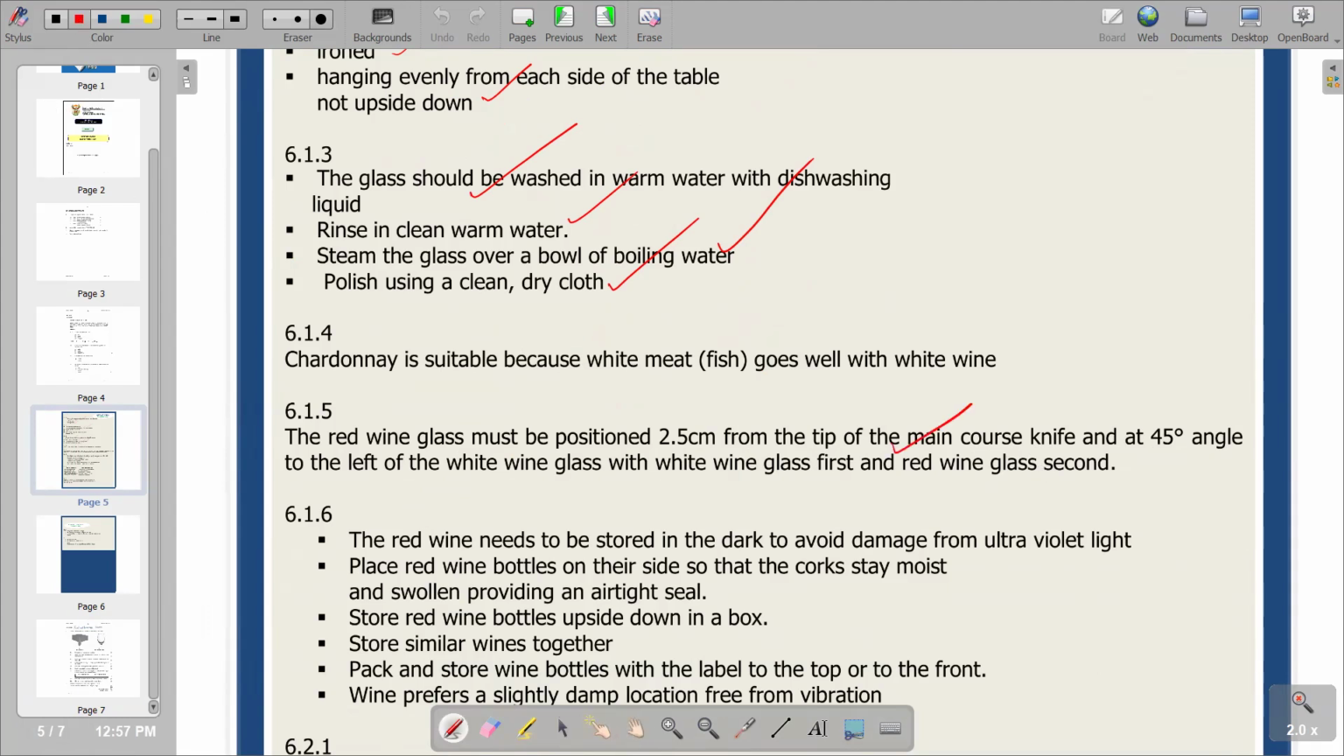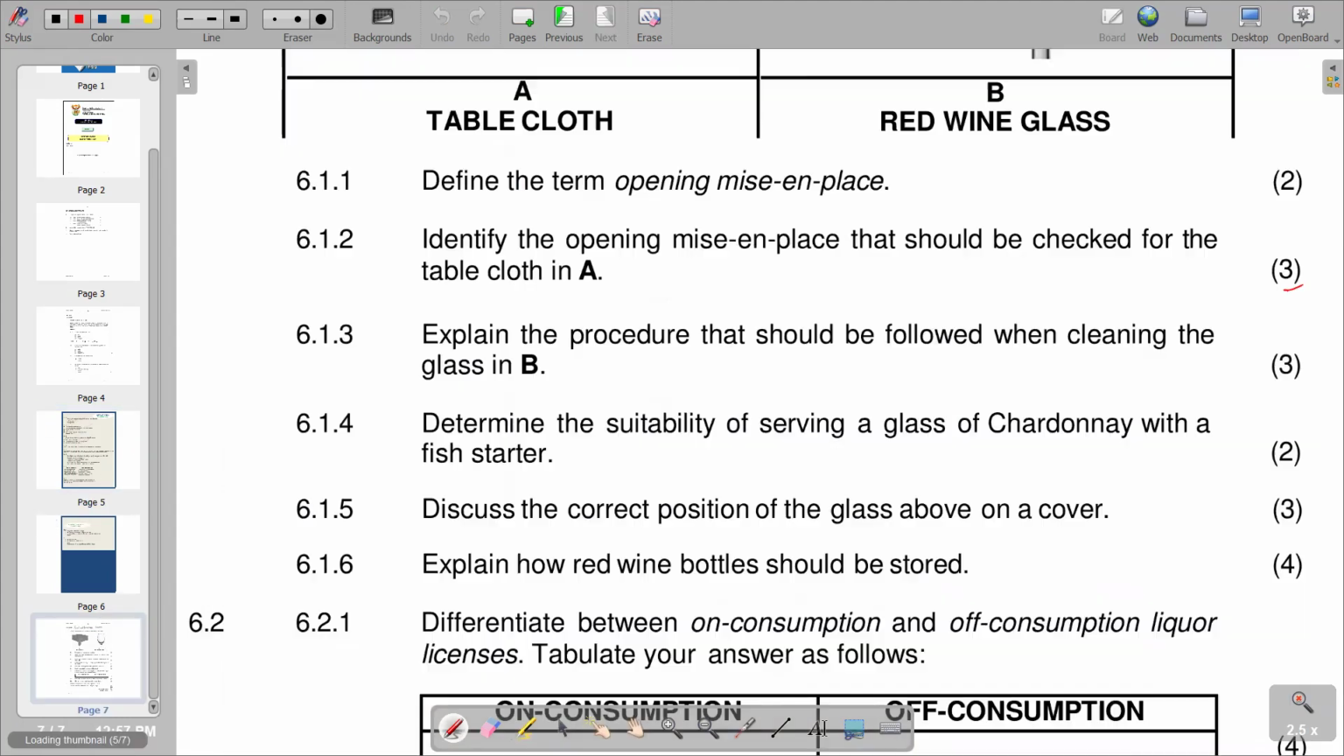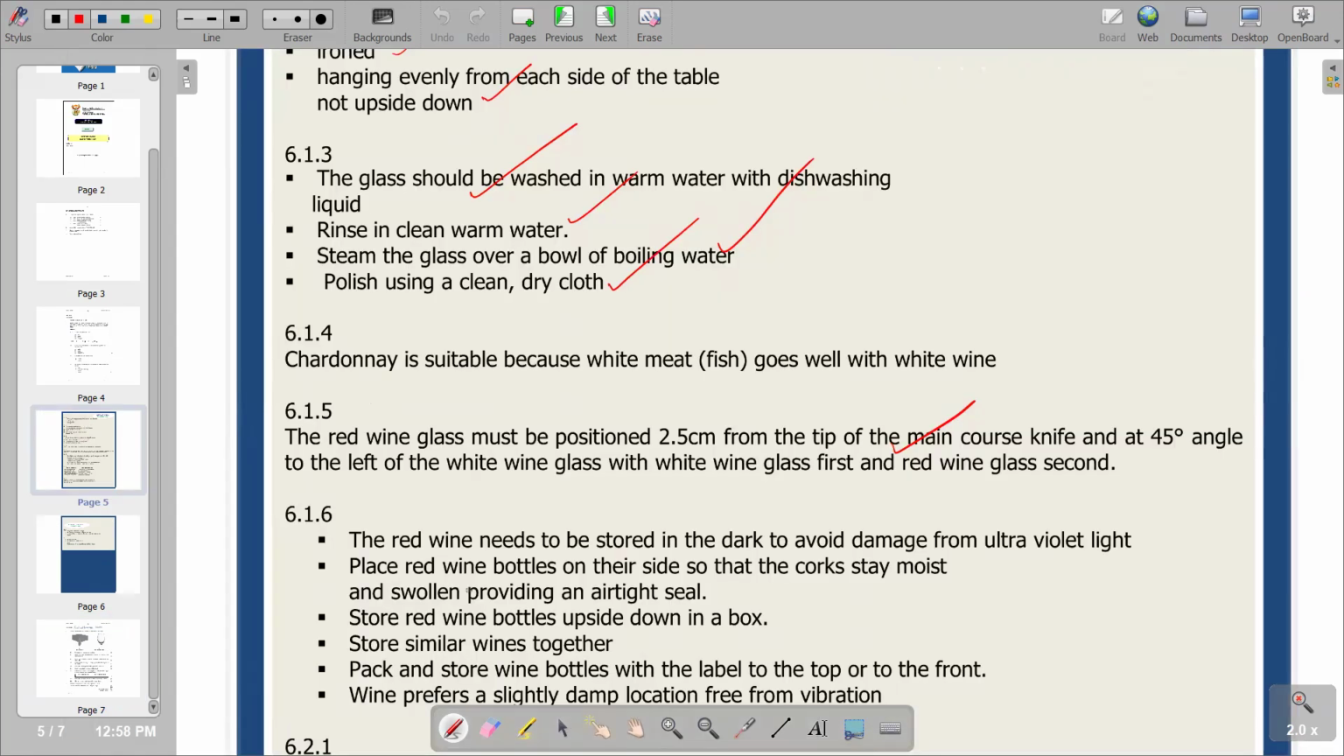So that is what we have on 6.1.5. Then I move on to the next part of our question, which reads, explain how red wine bottles should be stored. How should they be stored? So according to our other section, I would say that the red wine needs to be stored in the dark to avoid damage from ultraviolet light. So obviously, to be stored in the dark, it's the essence of avoiding it from light.